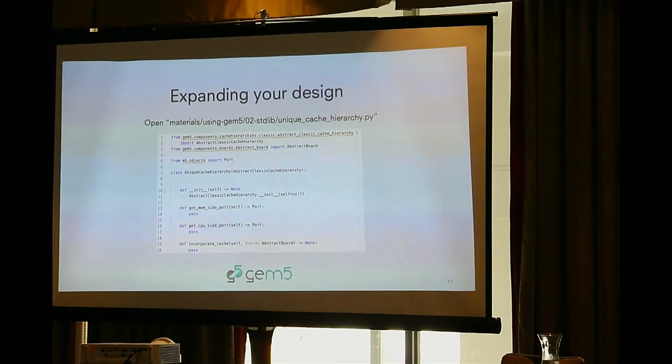And the key line here, I think, is line 7, where you're just declaring the class and you're saying it inherits from abstract classic cache hierarchy. And then if you look into the abstract cache hierarchy class, you'll see there are 4 abstract methods that need implemented for this to work. So, well, no, sorry, there's 3. You obviously have to declare the constructor, but then you've got the get mem side port, the get CPU side port, and then the incorporate cache into the board, which is the more complex function here.